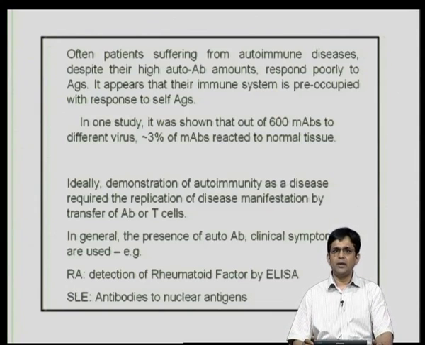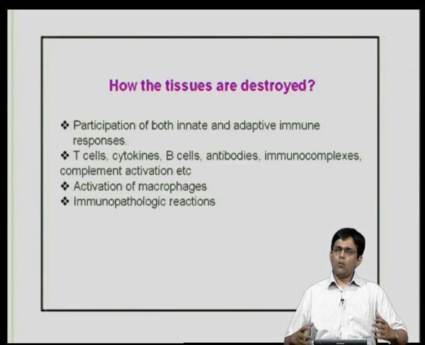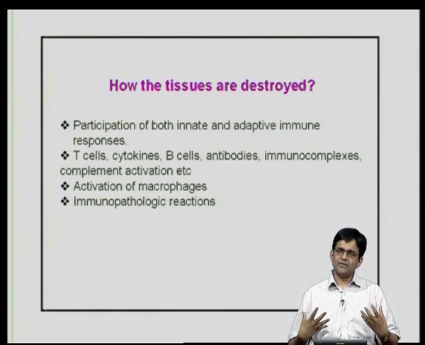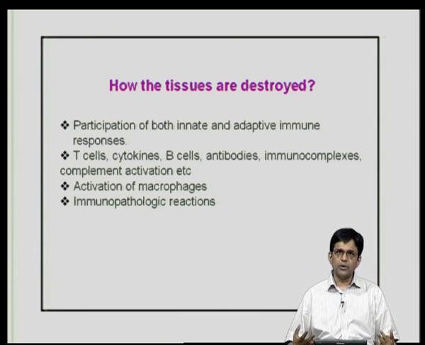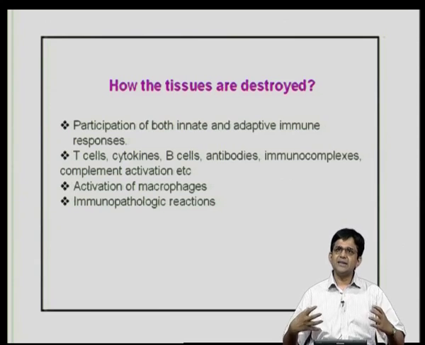So, for example, in rheumatoid arthritis, as mentioned, you have detection of rheumatoid factor by ELISA, and in case of systemic lupus, you have antibodies to nuclear antigens that are diagnosed. Now, what happens is, once you have these autoantibodies being produced, or you have T cells that start recognizing self tissue, there is damage.